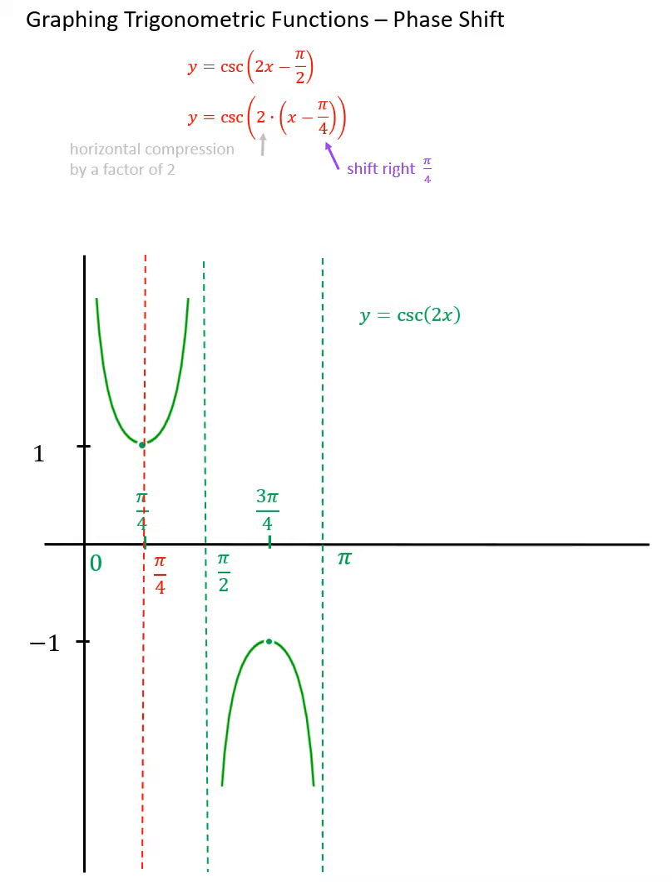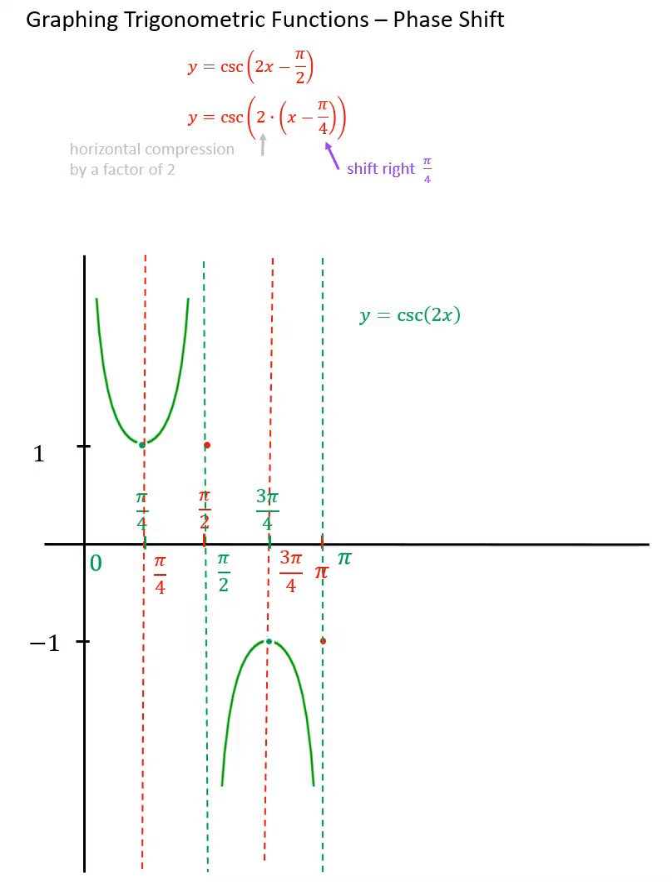The cosecant of 2x, again in green, has a local minimum at pi over 4. That's going to shift over by pi over 4, which will bring it to pi over 2. The green graph has a vertical asymptote at pi over 2. That's going to shift over by pi over 4. Pi over 2 plus pi over 4 works out to be 3 pi over 4. The green graph has a local maximum at 3 pi over 4. That's going to shift over by pi over 4. 3 pi over 4 plus pi over 4 is pi.